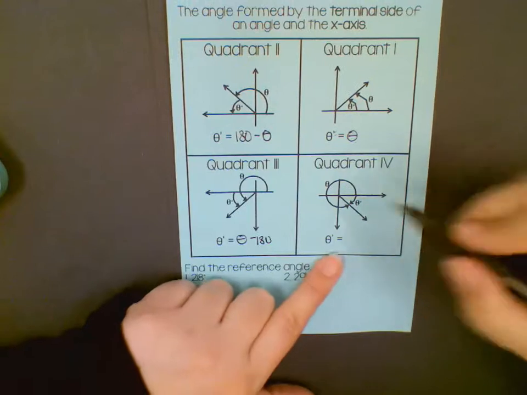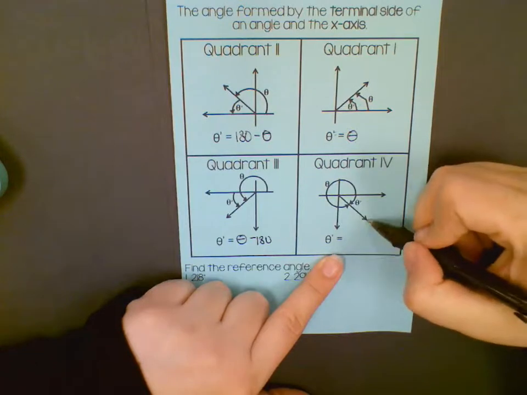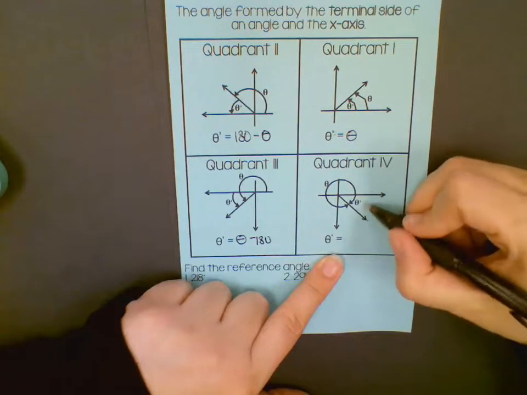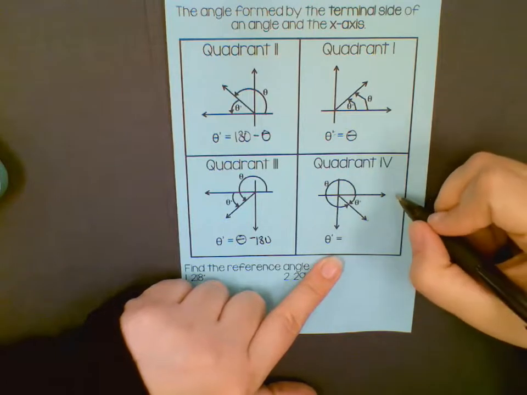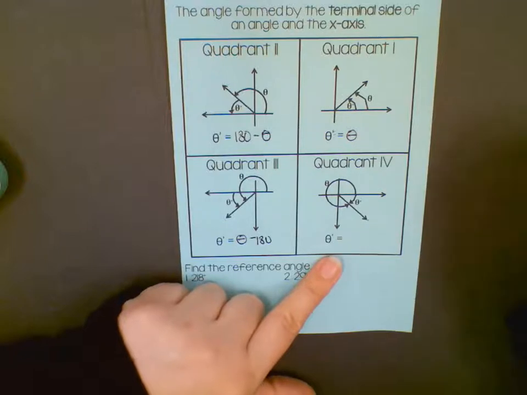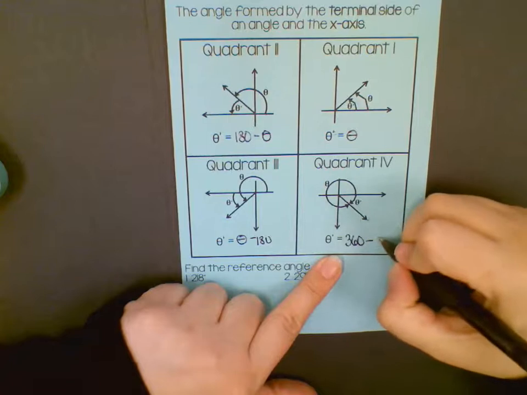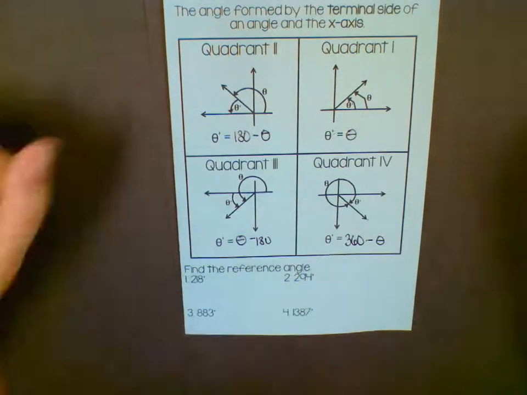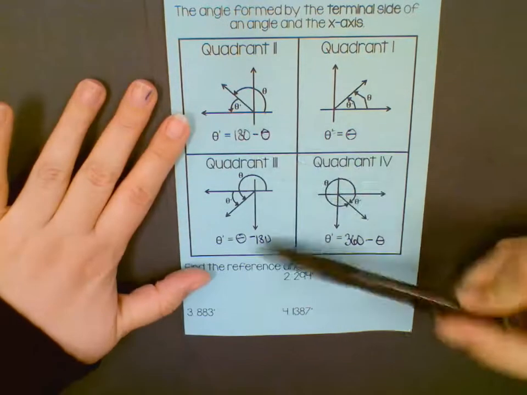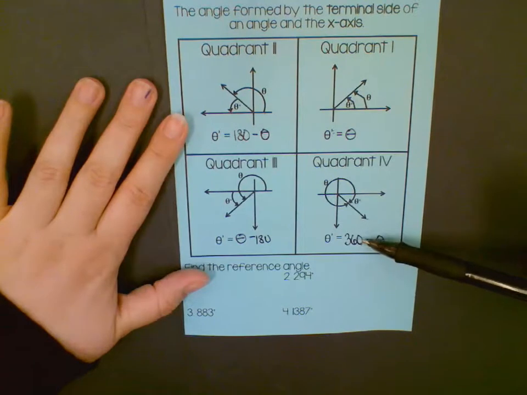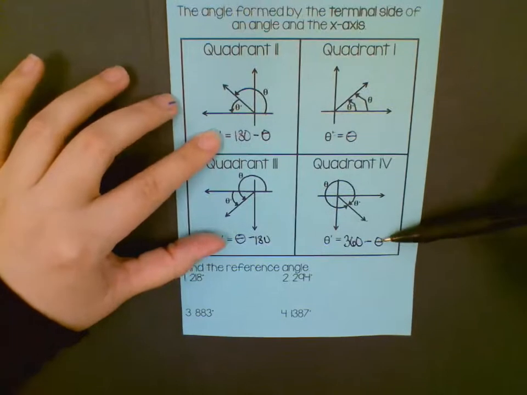And for quadrant 4, our theta goes all the way over here, landing in quadrant 4. So our reference angle is just that piece between the positive x-axis and the terminal side. So to find the reference angle in quadrant 4, we would have 360 minus theta. As you can see, all of our reference angles are found by using our x-axis numbers. So we never do 270 or 90. It's always 180 or 360.